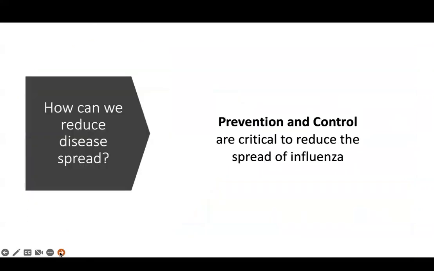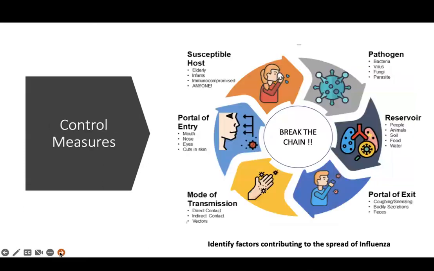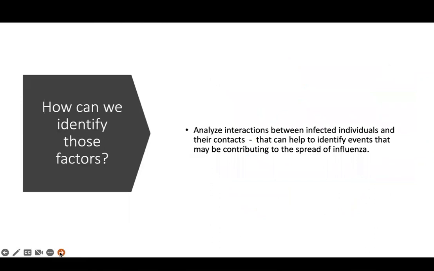How can we reduce the spread? Prevention and control are key measures here. Preventive measures like getting vaccinated, frequent hand washing, and staying away from infected individuals will help to reduce spread to some extent. Another way to reduce spread is to break the chain of disease transmission. As we can see in the picture, one might get infected and spread it to others through various modes of transmission. It can be direct, indirect, or airborne. The key to reducing spread is to identify those factors that aid the spread of flu.